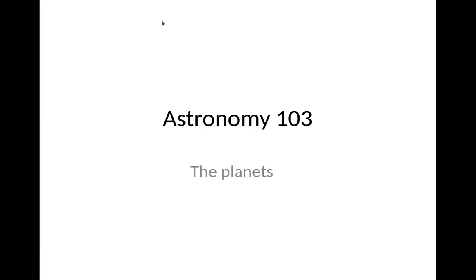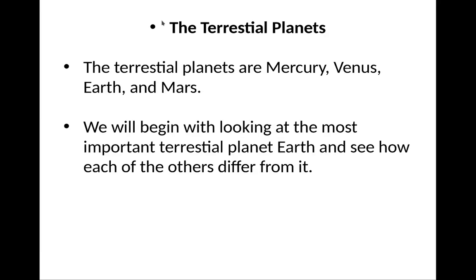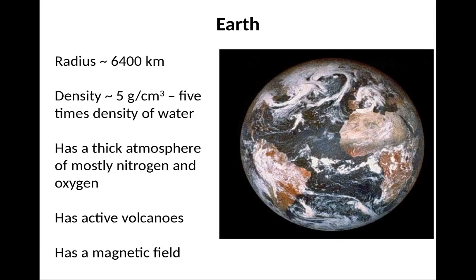In this section, we're going to discuss the planets. So let's begin with terrestrial planets. The terrestrial planets are Mercury, Venus, Earth, and Mars. We will begin looking at the most important terrestrial planet, planet Earth, and see how each of the others differ from it.